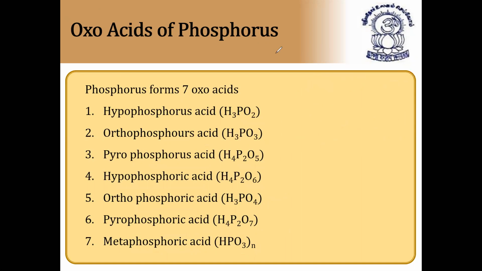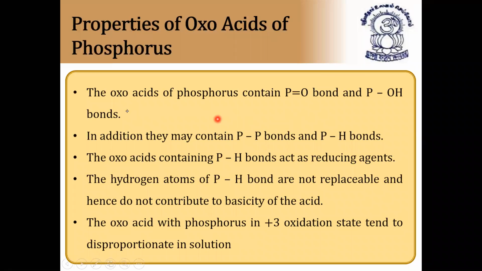Now let us see the oxo acid structures. The oxo acids of phosphorus contain P=O bonds and P-OH bonds. It contains mainly two types of bonds. One is P=O, and there is P-OH. How many P=O bonds and how many P-OH bonds they'll ask in exam. In addition, they may contain P-P bonds and also P-H bonds. The oxo acids containing P-H bonds act as reducing agents. Very important point. The hydrogen atoms of P-H bond are not replaceable and hence do not contribute to the basicity of the acid.